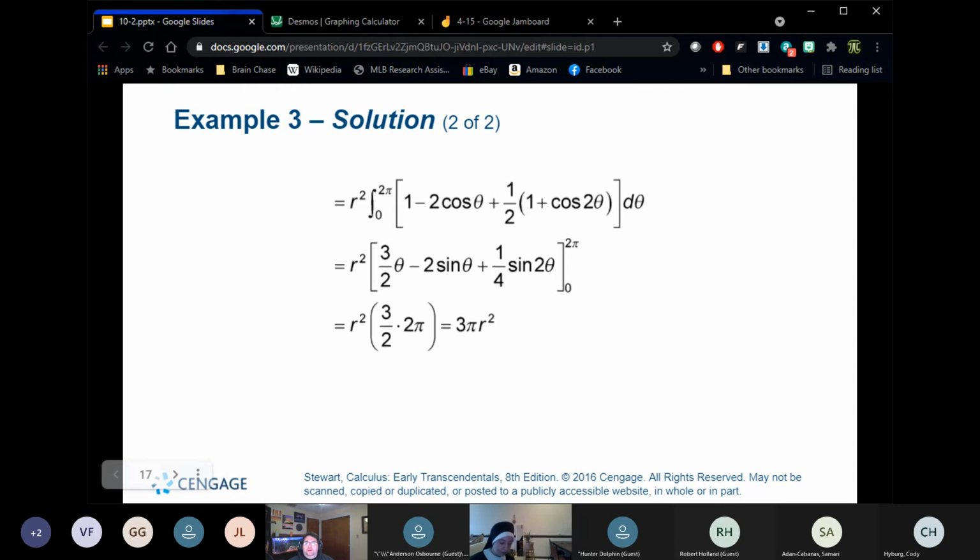So the area under the curve for a cycloid is 3 pi r squared. So whatever the radius is, square it, multiply by 3 pi. That's going to give you the area under that curve. Any questions on that one?